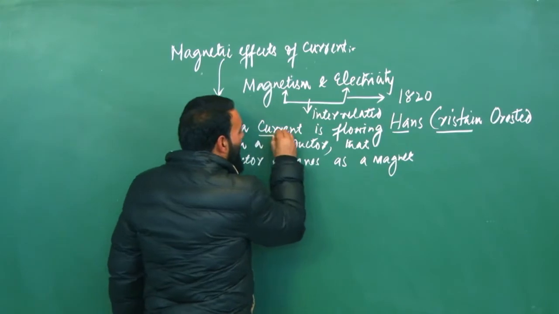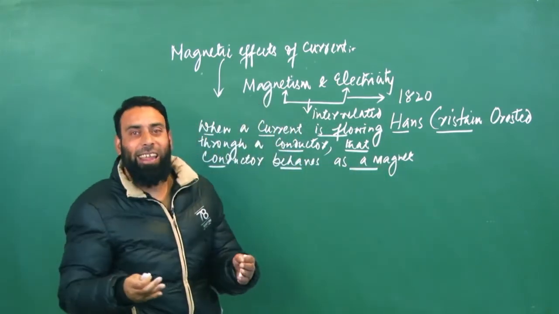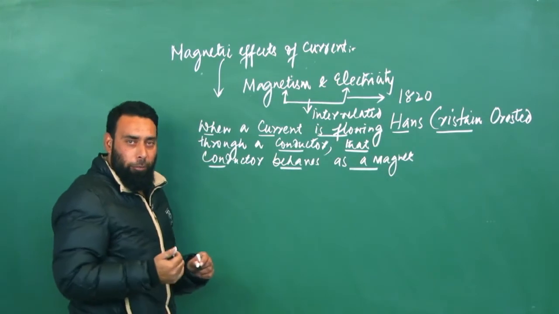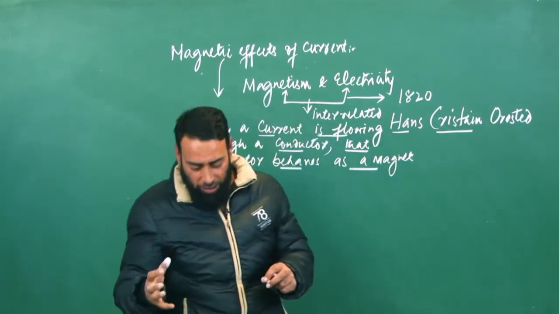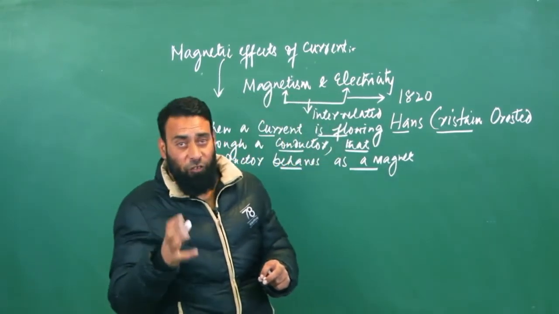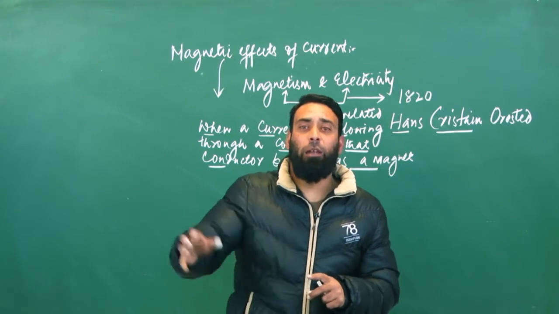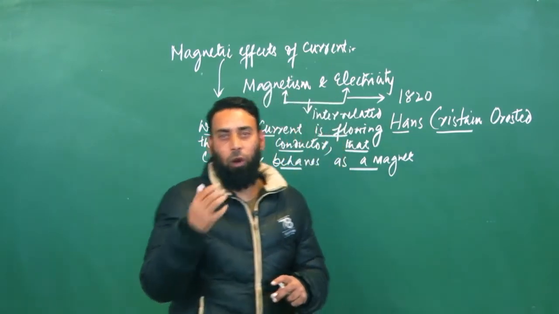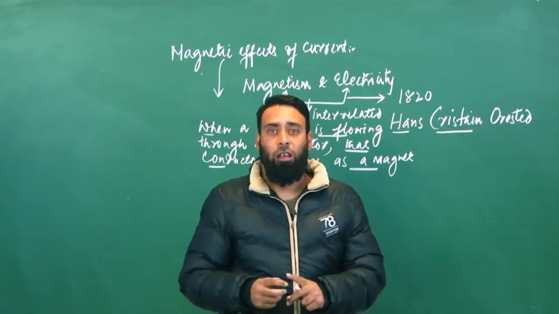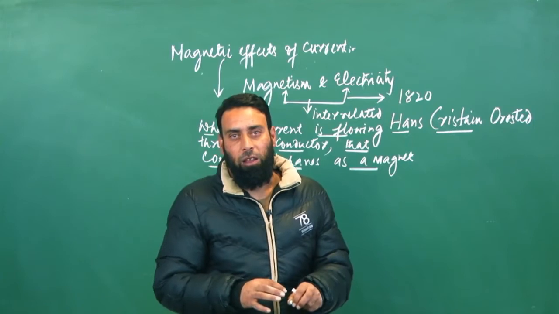So according to him, if we elaborate this statement further, any current carrying conductor behaves as a magnet, and magnetic properties are produced in it. So now we can say that current has a property that it can produce magnetic effects in the conductor. This effect has a great application in today's life. It is used in many devices, like the electric motor. So it has a great importance, this effect.